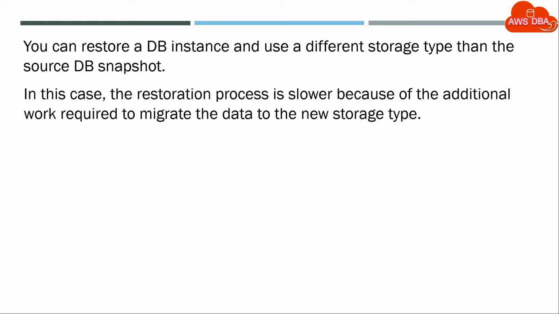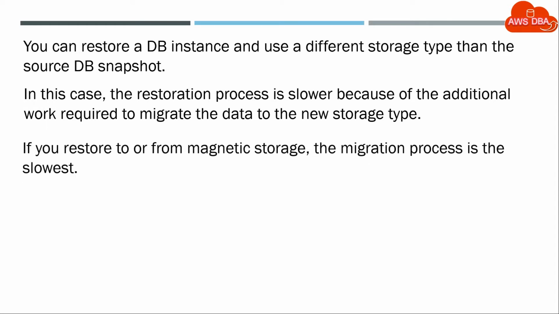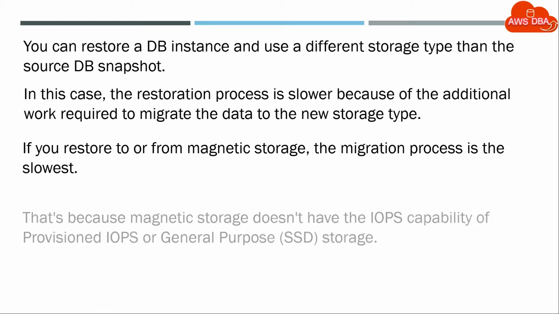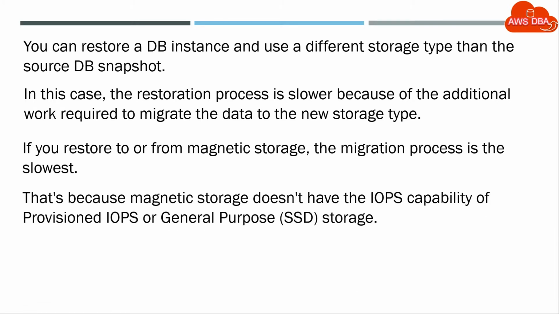In this case, the restoration process is slower because of the additional work required to migrate the data to the new storage type. If you restore to, or from magnetic storage, the migration process is the slowest. That's because magnetic storage doesn't have the IOPS capability of provisioned IOPS, or general purpose, SSD, storage.